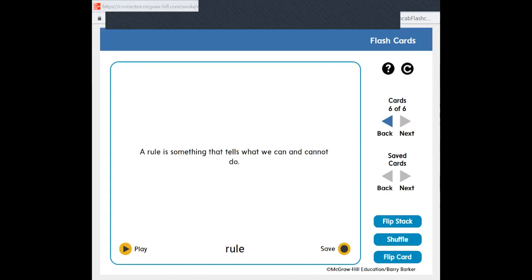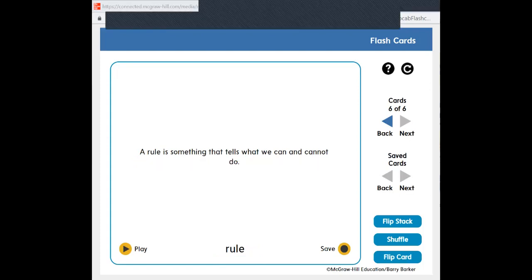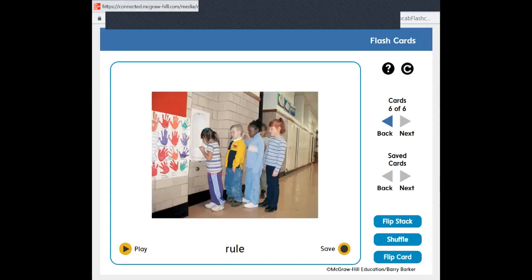Okay, rule. A rule is something that tells what we can and cannot do. So it's like a law, but it's a rule. So here's an example of a rule.